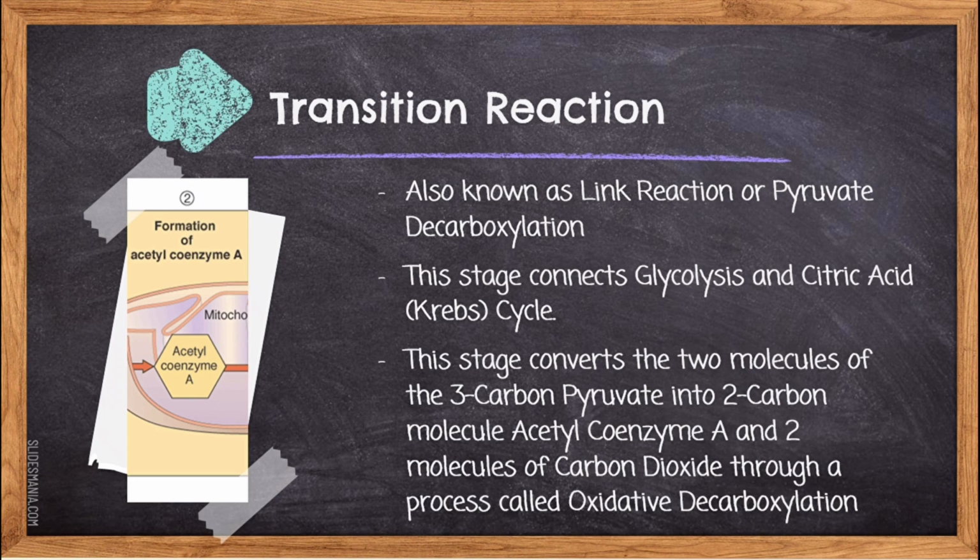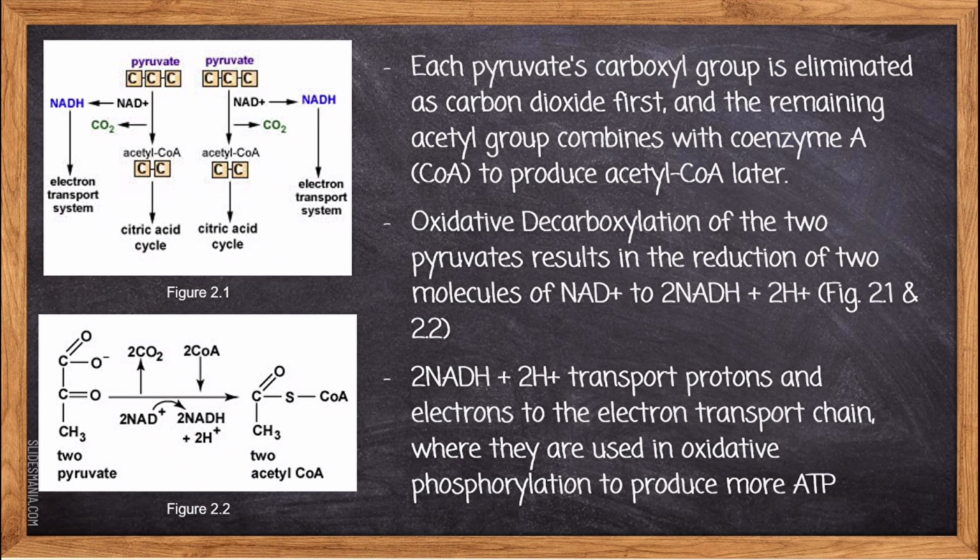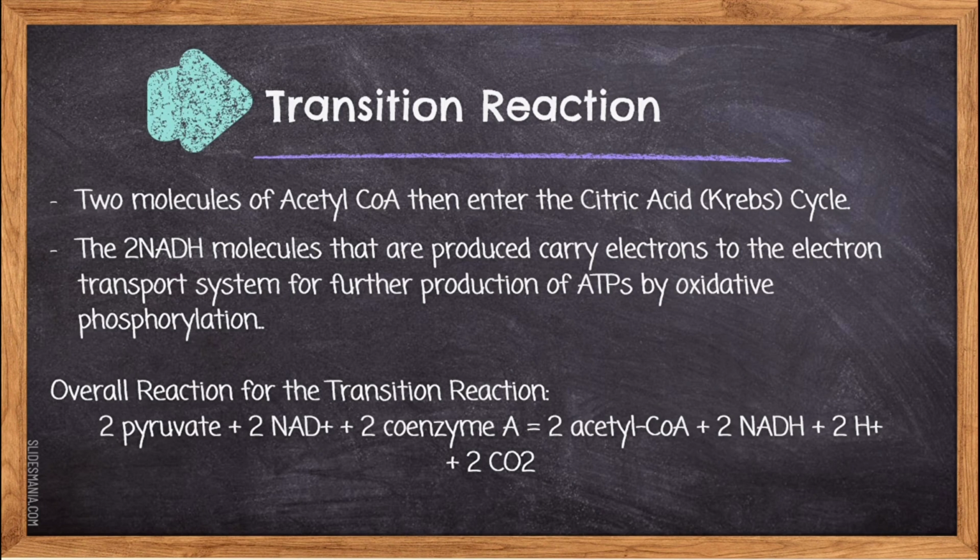In the transition reaction, two molecules of 3-carbon pyruvate from glycolysis and other pathways are converted into two molecules of acetyl coenzyme A, or acetyl-CoA, and two molecules of carbon dioxide through a process known as oxidative decarboxylation. Each pyruvate's carboxyl group is eliminated as carbon dioxide first, and the remaining acetyl group combines with coenzyme A to form acetyl-CoA. As the two pyruvates undergo oxidative decarboxylation, two molecules of NAD+ are reduced to 2 NADH plus 2H+. The 2 NADH plus 2H+ carry protons and electrons to the electron transport chain to generate additional ATP by oxidative phosphorylation. The two molecules of acetyl-CoA then enter the citric acid cycle.